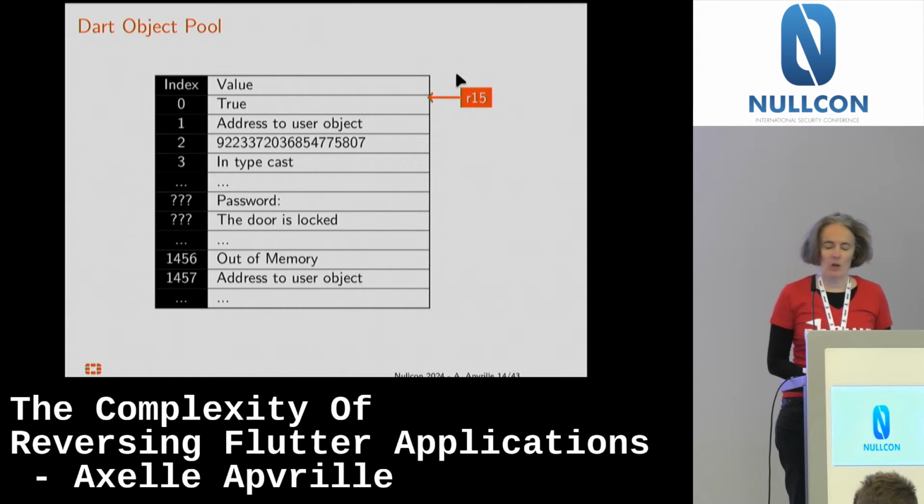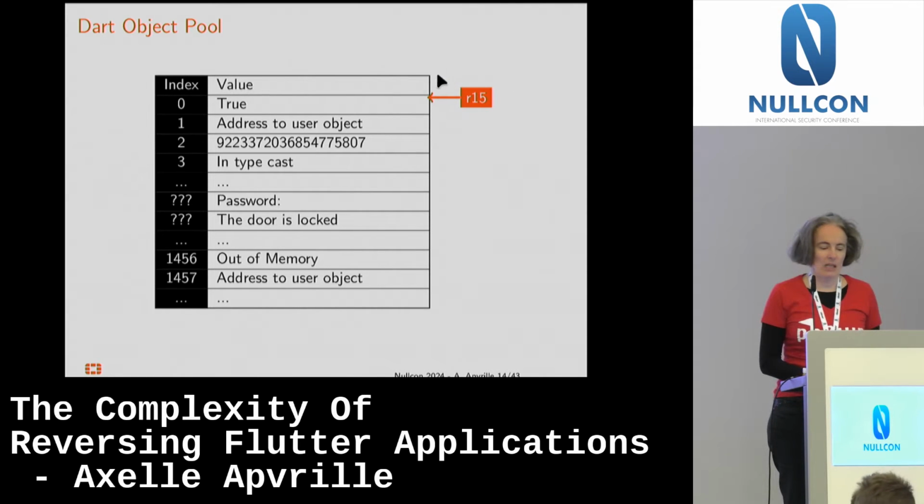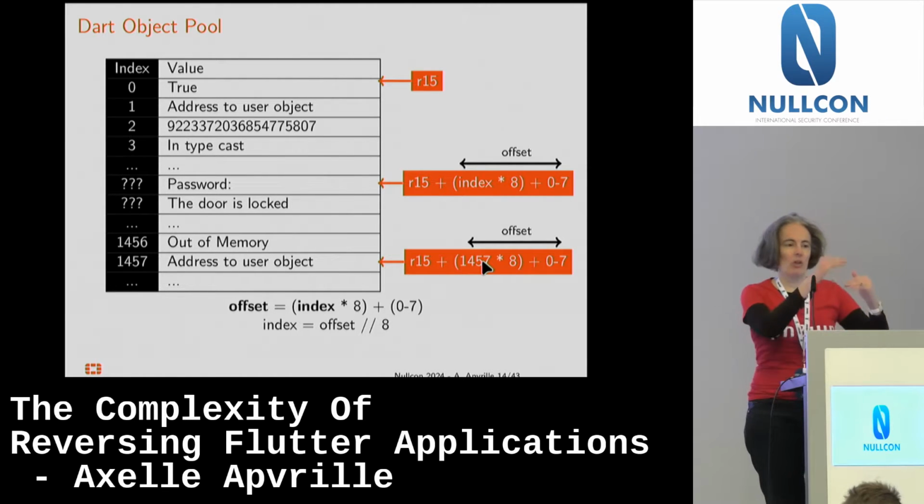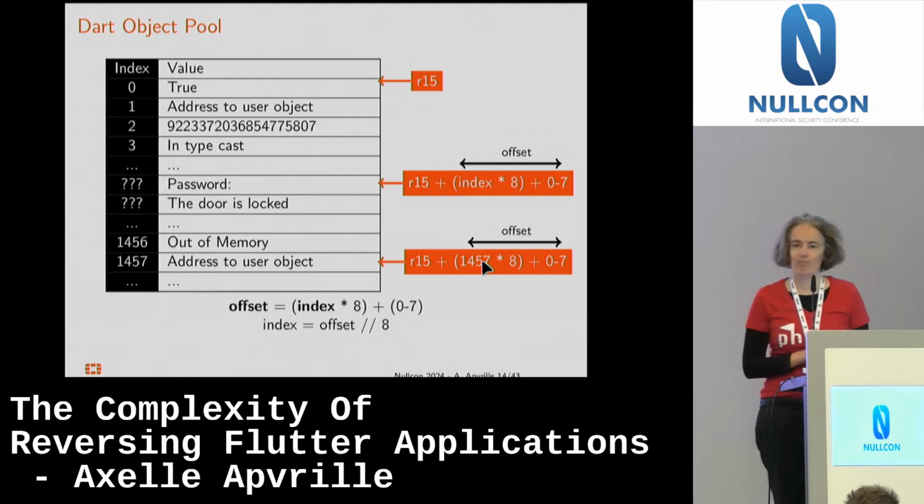So let's say we are on x86. The beginning of the object pool is held by register R15. If we want to go, for instance, to this object, 1457, we point R15 plus an offset. And here the relation between the offset and the index is that the index is offset divided by 8. So we're going to be able to address the correct entry in the table that way.